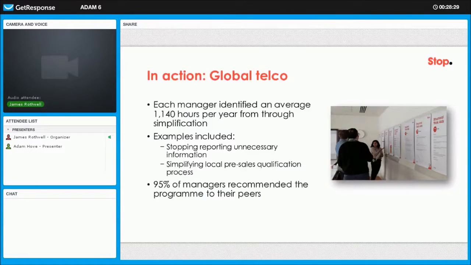So not only was there commercial impact for the organisation, managers actually really loved this program. They found it cathartic to think about all of the complex things that really frustrated them in the organisation, and then being given the permission by the business to actually do something about that in a very safe environment.